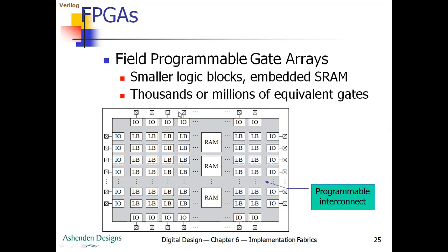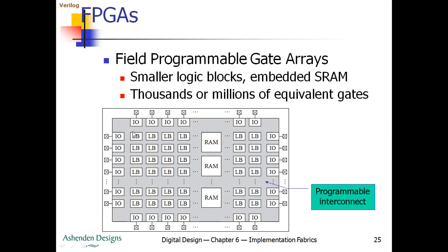The main blocks involved in FPGAs are the IO blocks. IO blocks are also programmable, and we have these logical blocks. Logical blocks are also called logical elements, LE. We can call it LB for logical blocks, or LE for logical elements, and these are also called CLBs. CLB stands for configurable logical blocks. LB, LE and CLB are all one and the same.